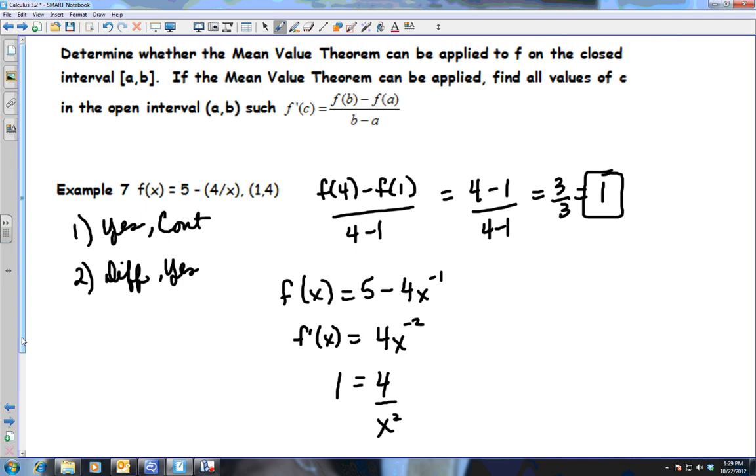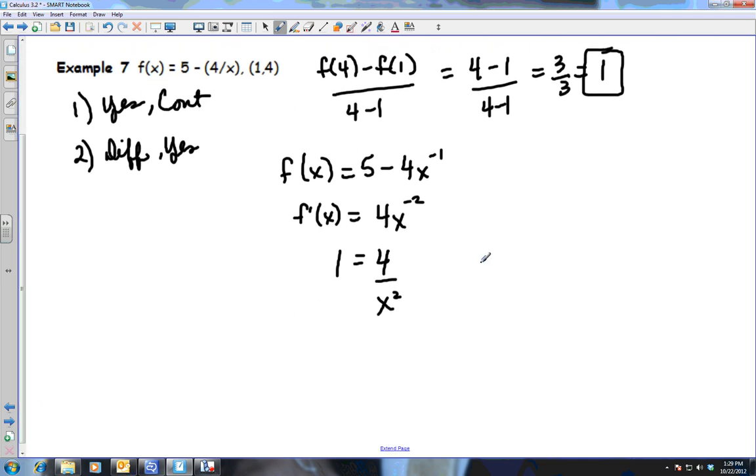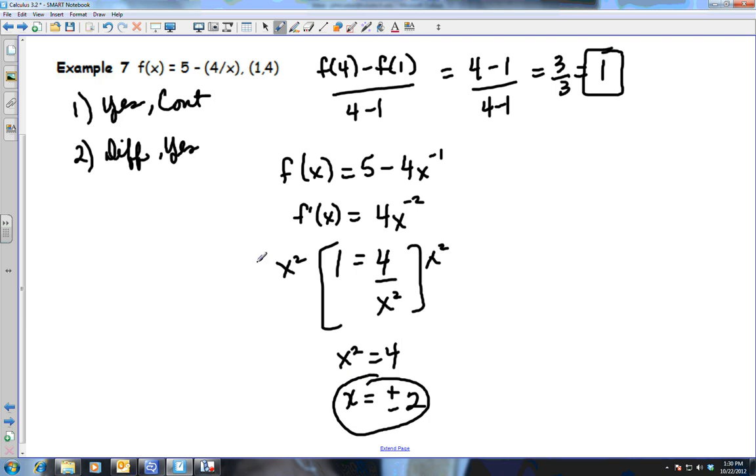So now I just need to solve for x. When I solve for x, I can multiply both sides by x squared. So I get x squared equals 4. Take the square root, I get x is equal to plus or minus 2. Now, I always have to check because this answer has to fall in the interval that they gave me. My interval is from 1 to 4, so instead of having two answers, I just need the positive 2 as my answer. Okay.